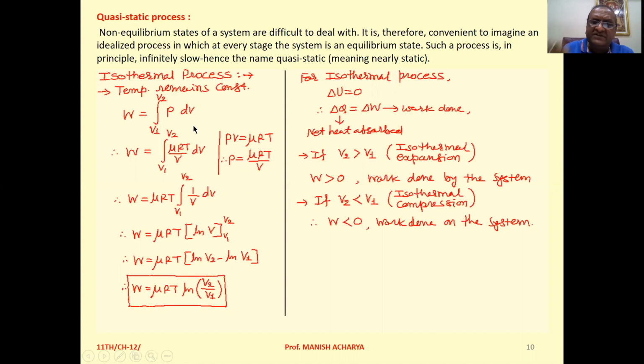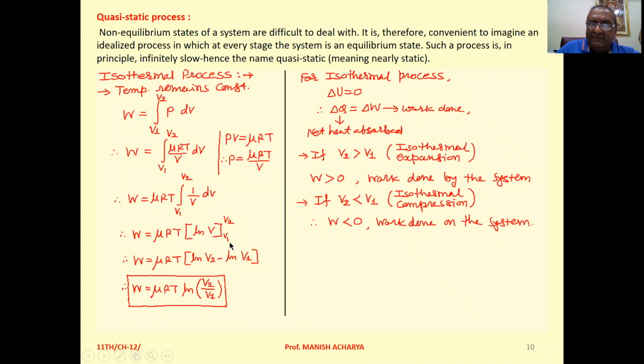Now, for isothermal process, let's derive the equation for work done. See, our generalized equation for work done is integration V1 to V2 P dV. So we can write W equal to, now P is replaced by mu RT by V as per the state equation PV equal to mu RT. So W equal to integration V1 to V2 mu RT by V dV. Now mu is constant, R is constant, and for isothermal process temperature is also constant. So W equal to mu RT integration V1 to V2 1 upon V dV. But integration 1 upon V dV is ln V.